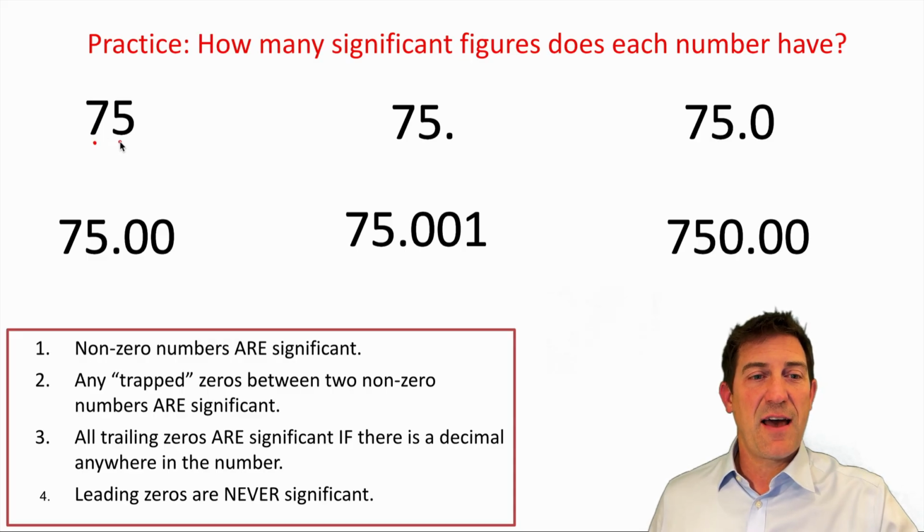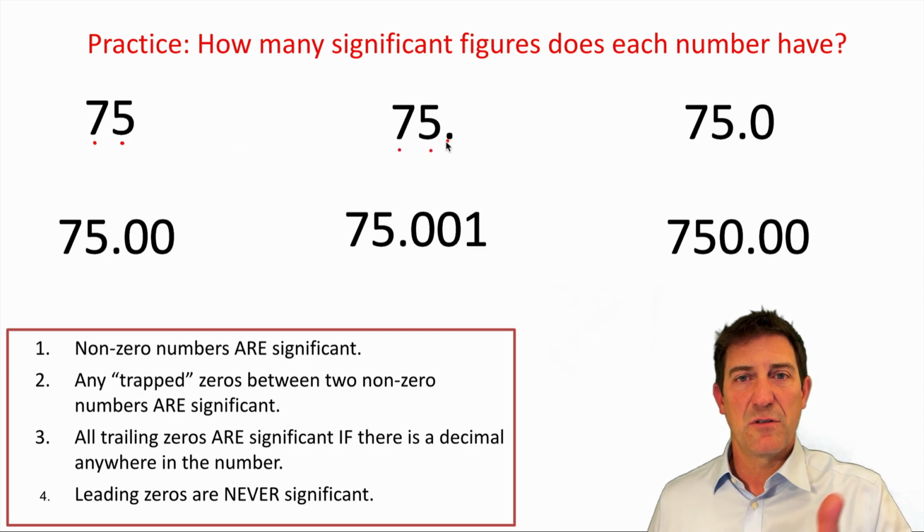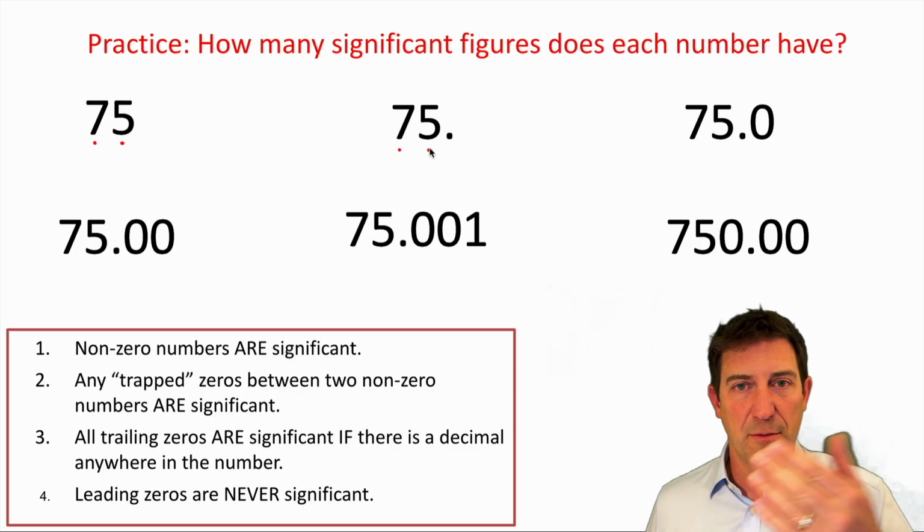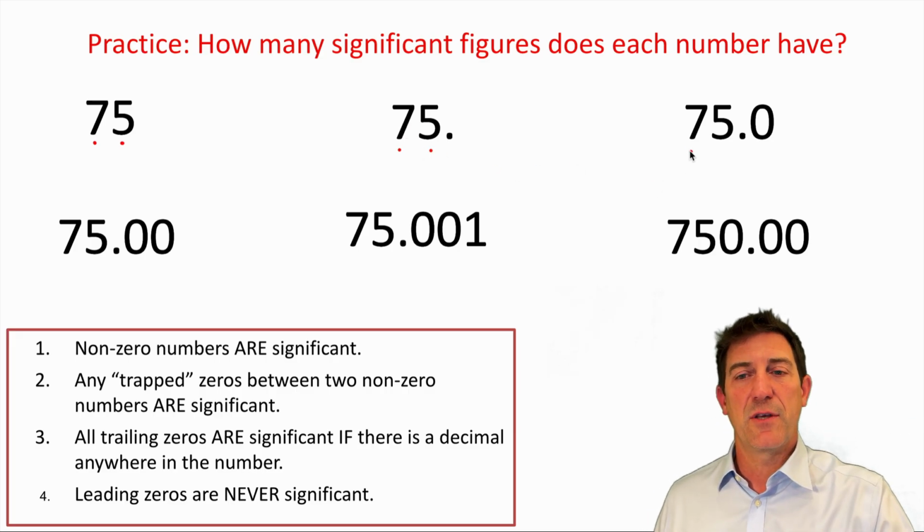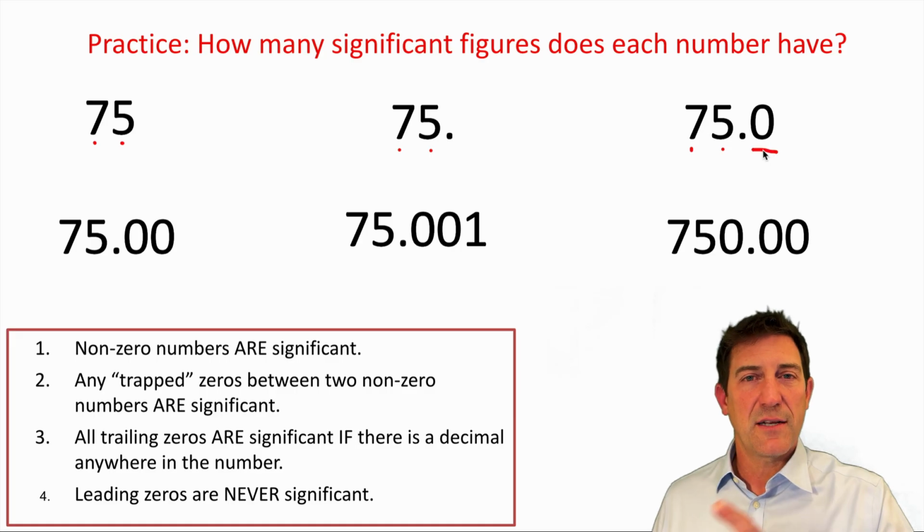The number 75 has 2 significant digits in it because, well, there's no zeros to have to deal with. This one, same thing, two significant digits. That decimal will tell us some information, but we don't need to worry about it for this part. Again, this has 2, and the 0 we need to worry about. That's a trailing 0. Trailing zeros are always significant if there's a decimal anywhere in the problem. So this one has 3.